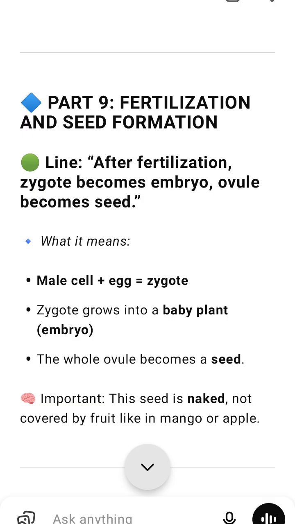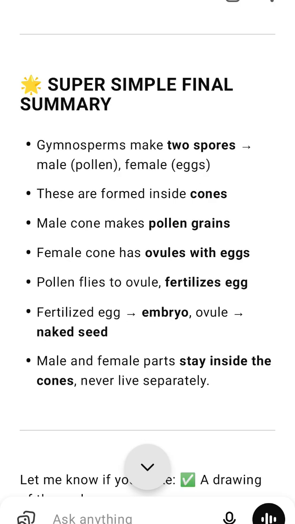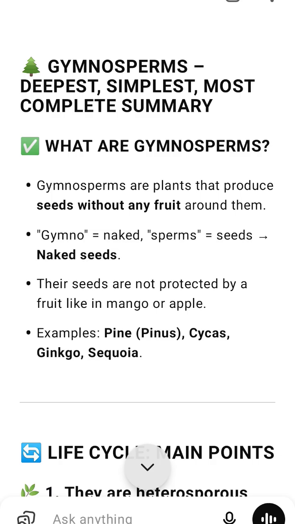Key features to remember. Feature, gymnosperm detail. Spores: 2 types, micro, male, and mega, female. Gametophytes: very small, stay inside cones. Fertilization: pollen tube carries sperm to egg. Seed: formed after fertilization, naked. Examples: Pinus, Cycas, Ginkgo, Sequoia.